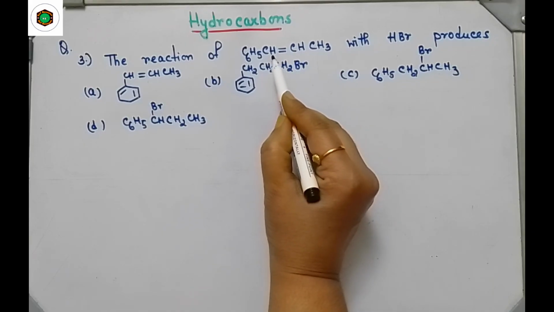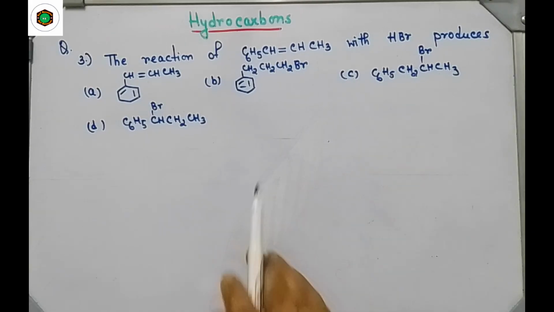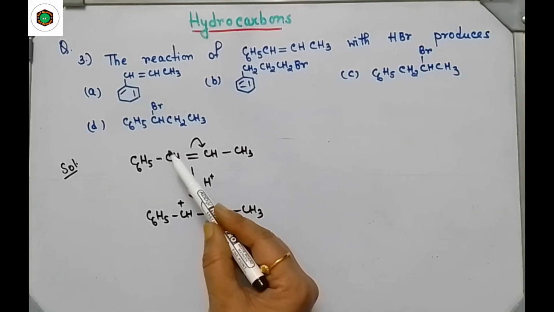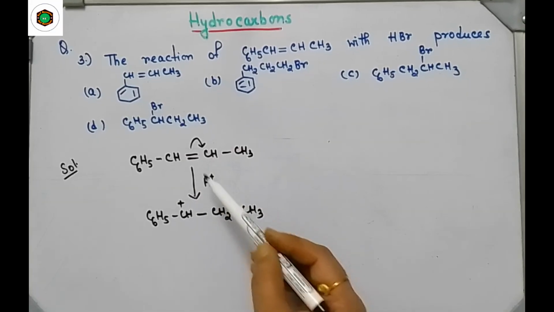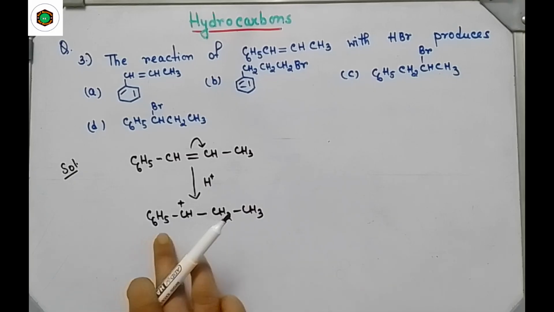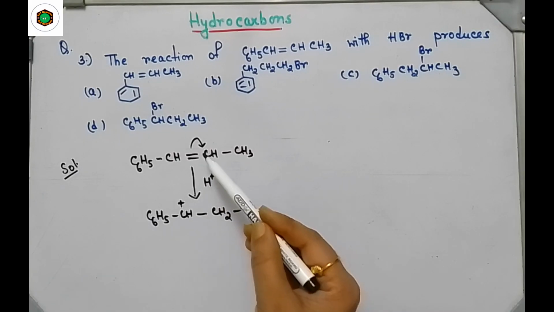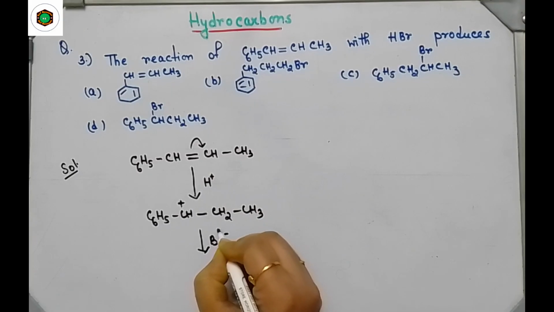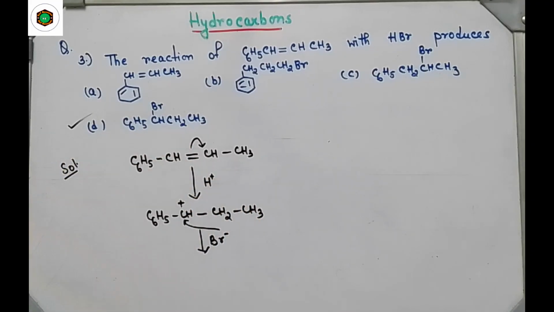But here see, both the carbons have only one hydrogen. So how to decide? Now see, breaking of this bond in this direction will produce positive charge here, and negative charge on this carbon. And if attack of H plus takes place here, then we will get this carbocation. This carbocation is stable due to resonance with the benzene ring. This is a benzylic carbocation, so this is a stable carbocation. Therefore addition of H plus takes place here. So obviously Br minus will attack here and we will get this product.